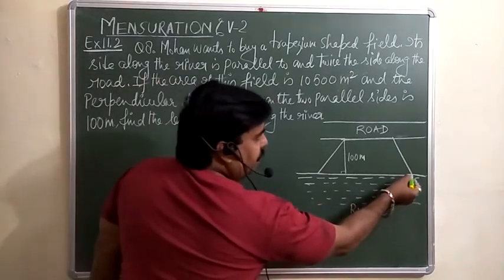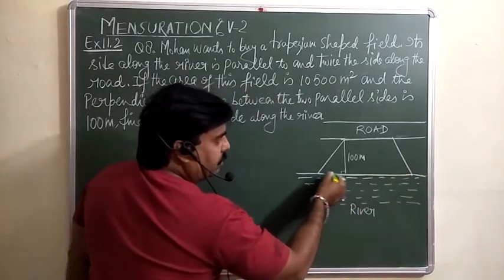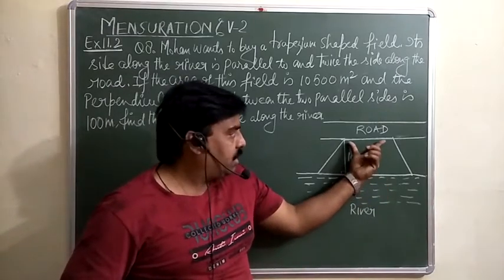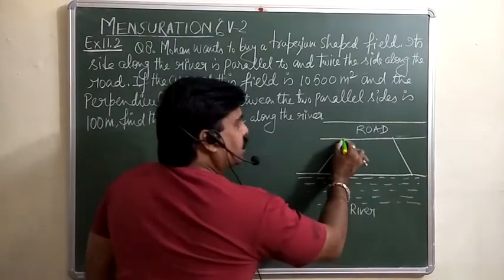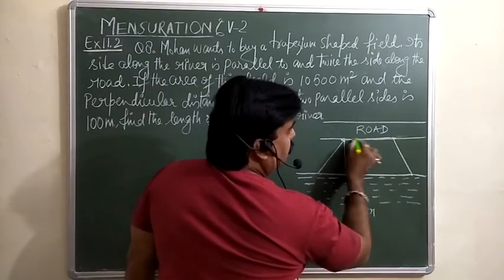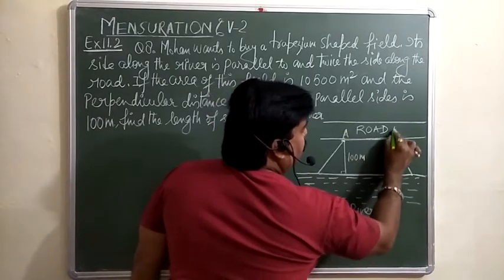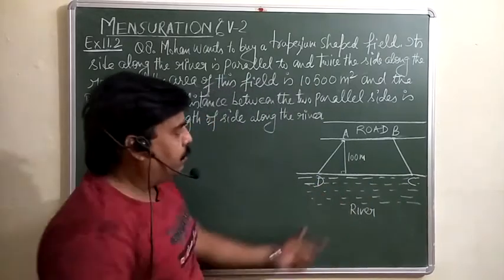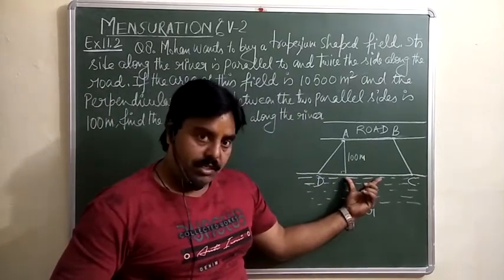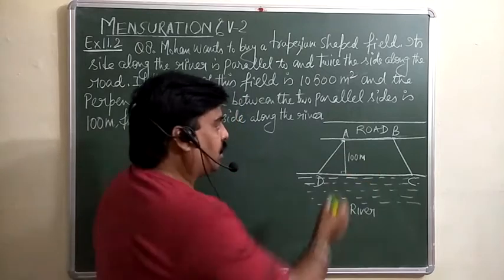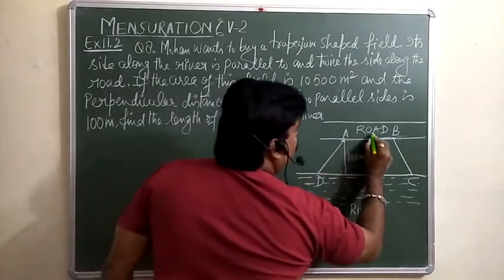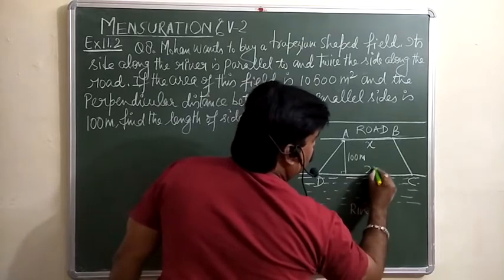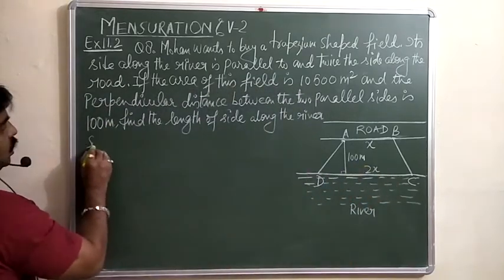It means the side which is parallel to this river. This is the river here. This side is twice the side parallel to the road. What is the side along the road? This is the side along the road, you can say AB, and this is the side CD. But this side in length is twice of this one. So if I assume the road's side to be x, then DC will be equal to 2x.